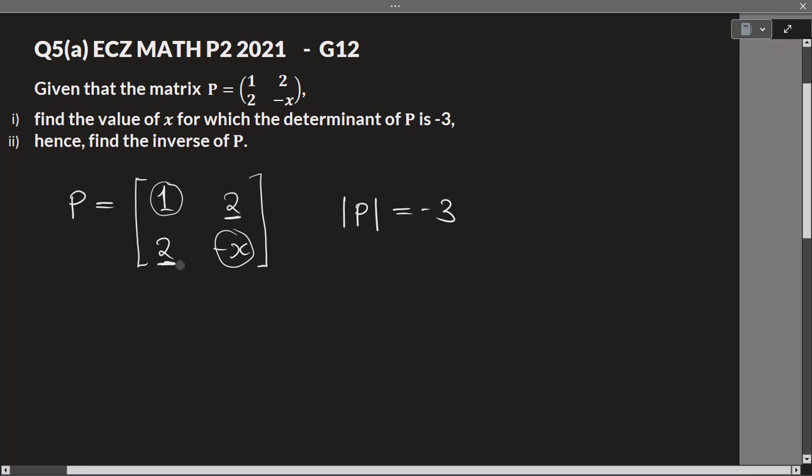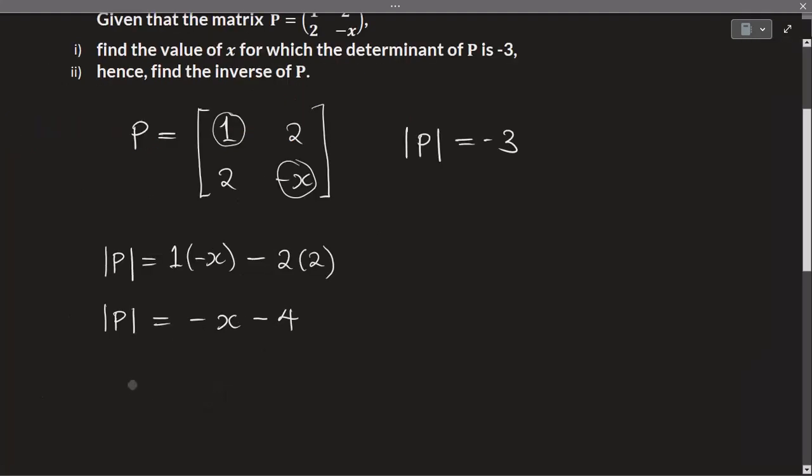You will subtract the product of these other elements. So from here, we can form an equation. We will say 1 multiplied by negative x minus, you can say this is also the determinant, 2 multiplied by 2. So this gives us that the determinant is also equal to negative x minus 4, which will give us negative x minus 4 is equal to negative 3.